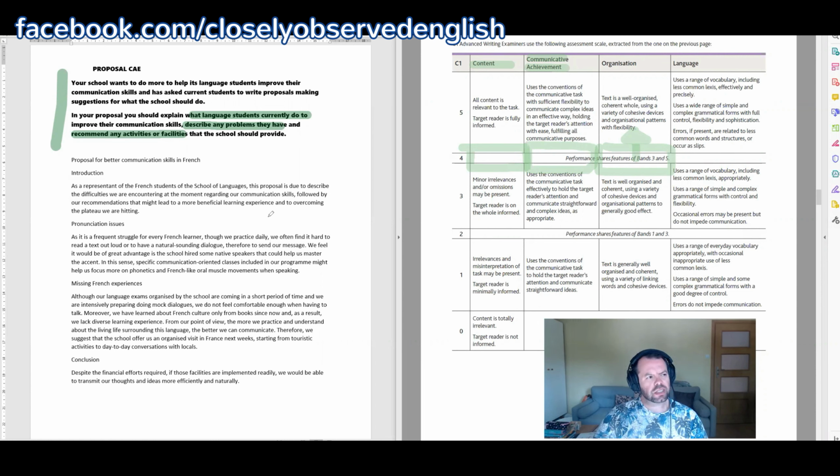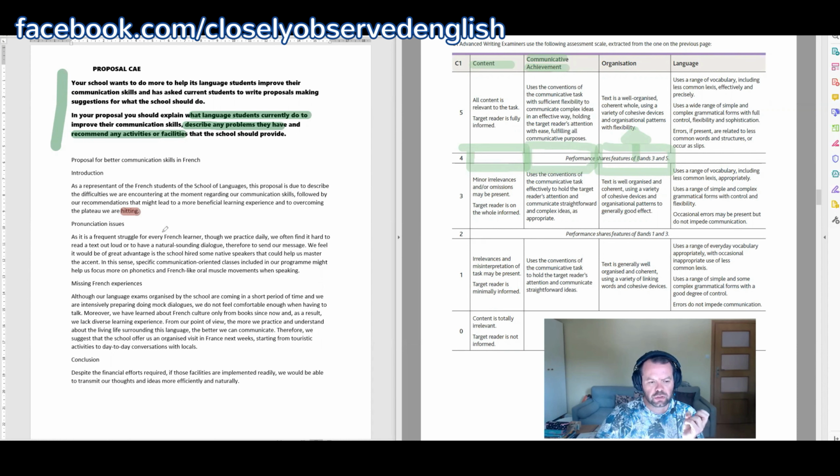And "to overcoming the plateau we are hitting." Yeah. Do you say you hit a plateau? You reach a plateau, don't you? You hit a ceiling. Because a plateau is a flat thing that you arrive at. Something that you hit, you need to come at from a different aspect. So from below. That would be a ceiling. So "hitting" might not be perfectly appropriate there.